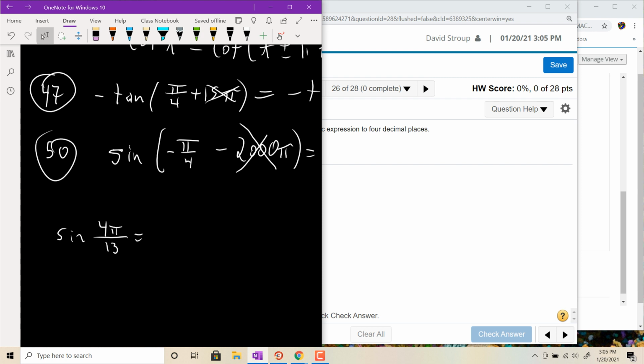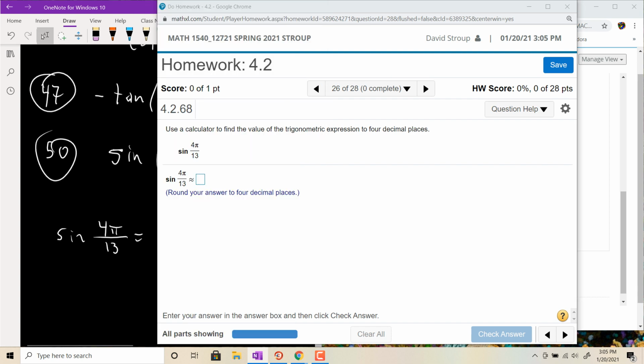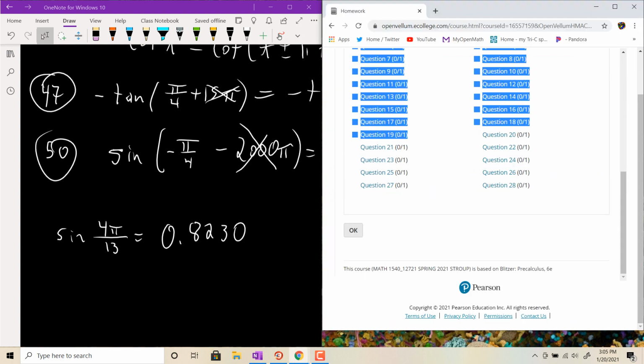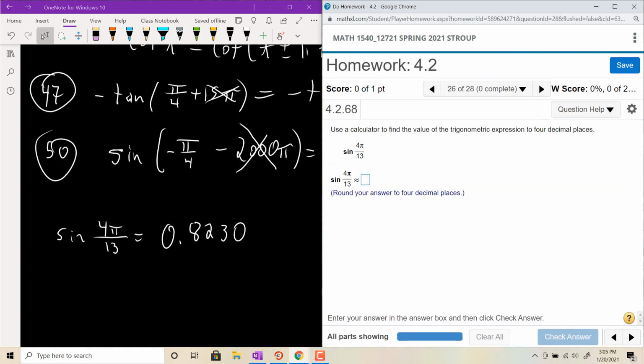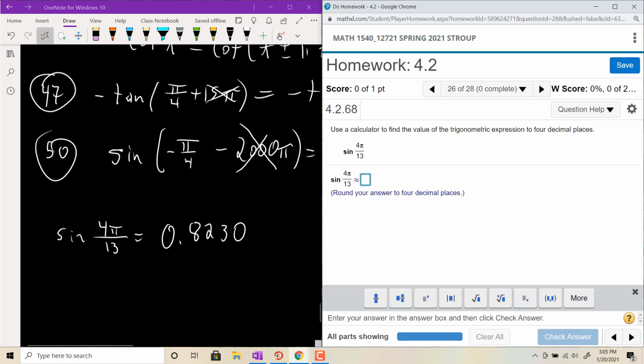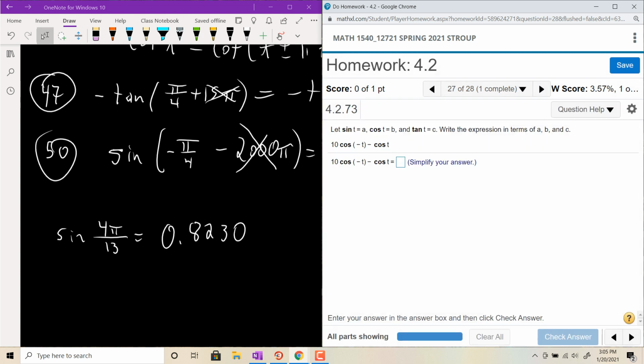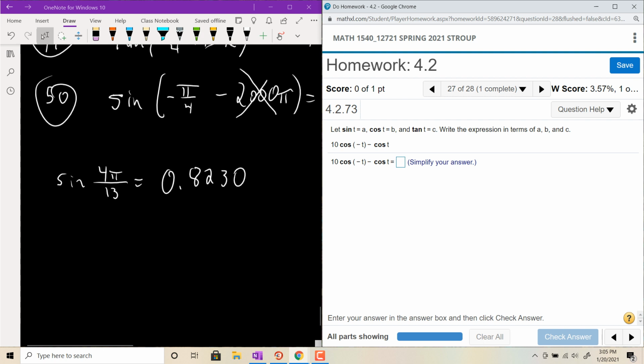So it looks like about 0.8230. Okay. Let's get this leveled out. And there we go. 0.8230. Yay. These ones are kind of weird. Let's do one of these.